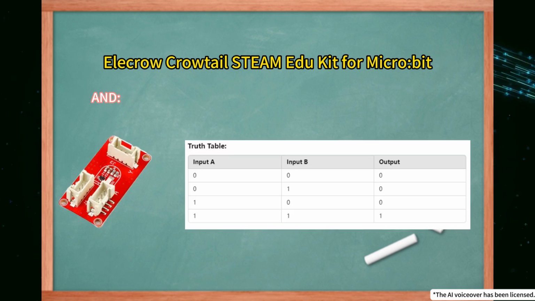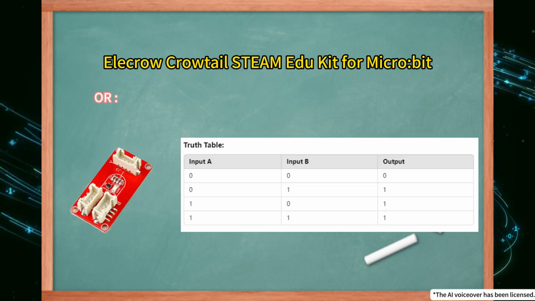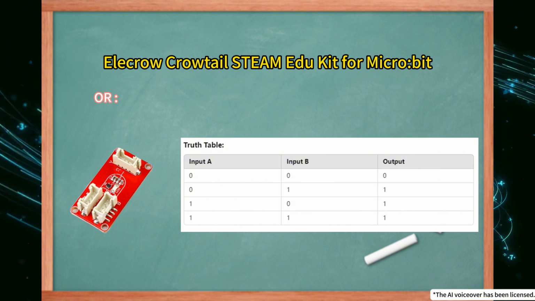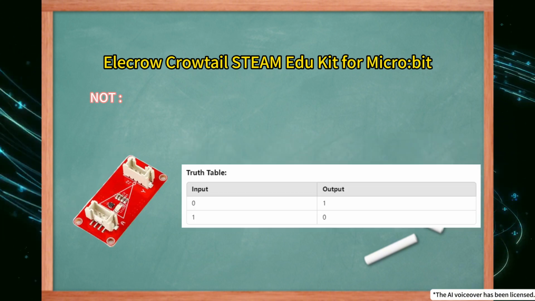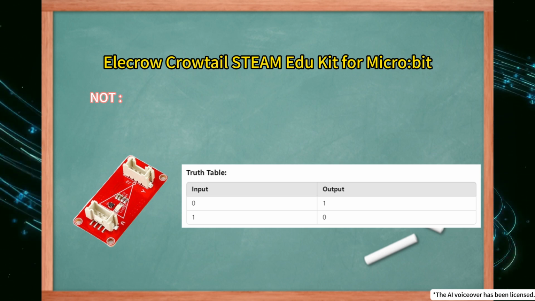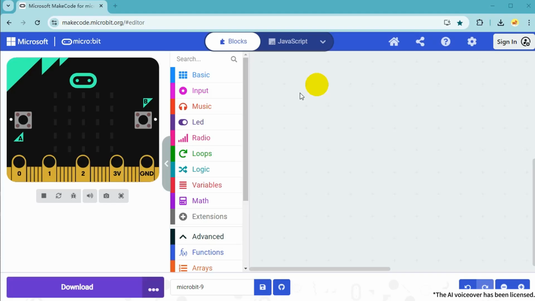The rule of the AND gate: only when all inputs are high, 1, the output is high, 1. Otherwise the output is low, 0. The rule of the OR gate: the output is high, 1, whenever any of the inputs is high, 1. The rule of the NOT gate: invert the level of the input. If the input is high, 1, the output is low, 0, and vice versa.